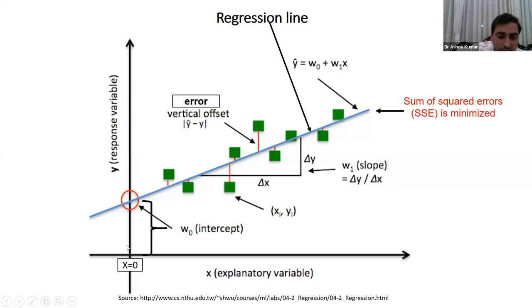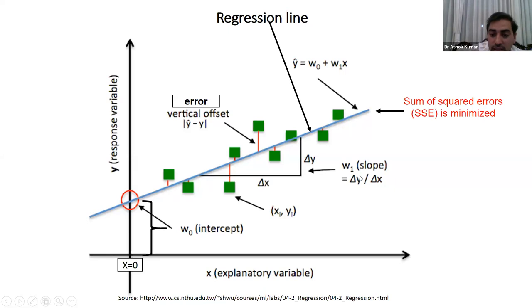Here is the value of y, for example 5, 10, 20, 15, whatever. So 15 is the intercept. And what is slope? You can see there is a slope in the line. So what is slope? Slope is delta y divided by delta x.